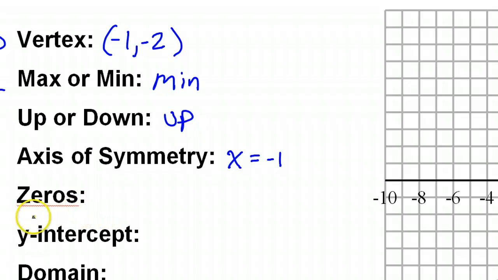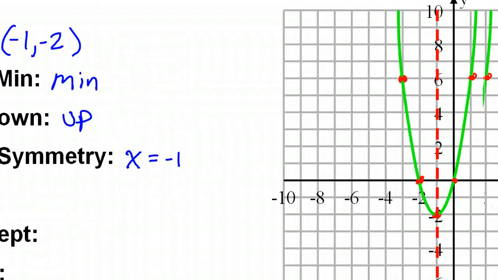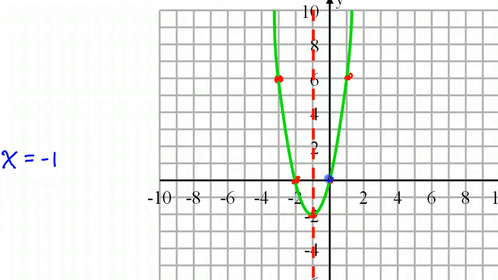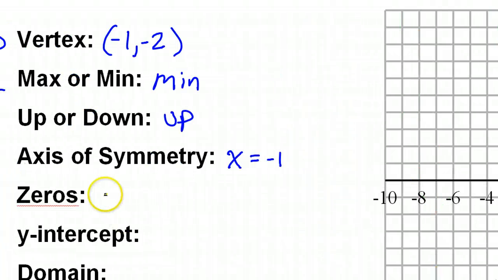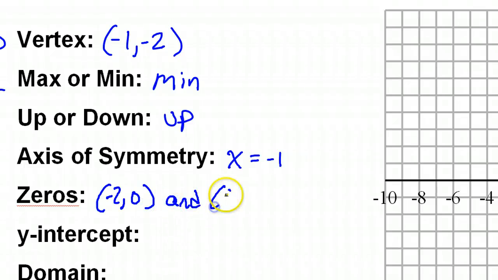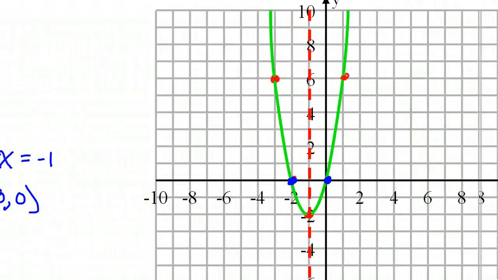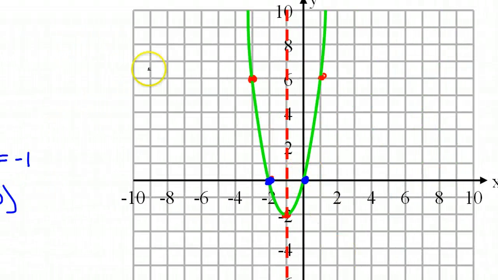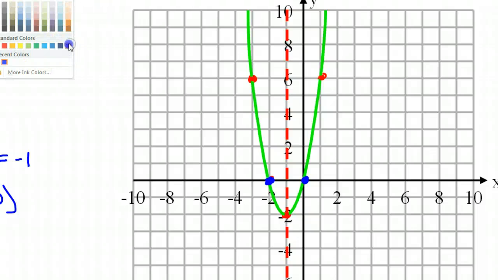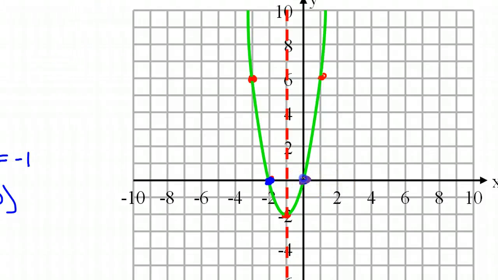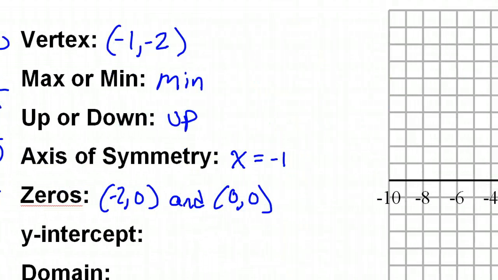Now the zeros are the x-intercepts. Okay, so the x-intercepts are here and here. So that's negative 2, comma 0 and 0, comma 0. The y-intercept is where the graph touches the y-axis. Okay, so the y-intercept is going to be this purple guy right here. 0, comma 0 is where the graph touches the y-axis.